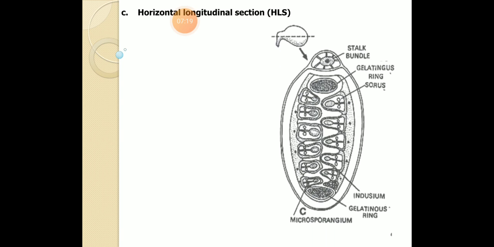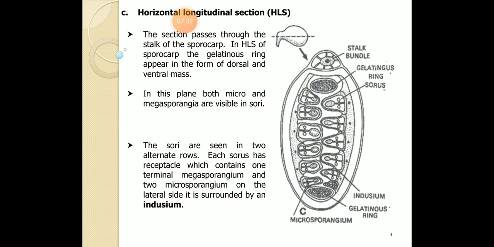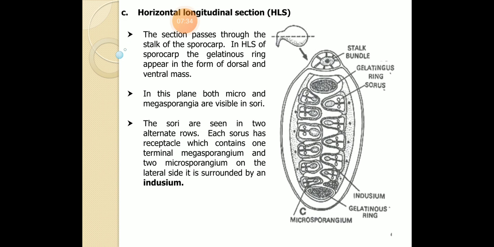So that is the sporocarp in horizontal longitudinal section that consists of the upper portion with the stalk bundles, and in the lower portion you will find the gelatinous ring, and usually in the center you will find the indusium and also the sorus. That's very important. So sori are seen in two alternate rows.